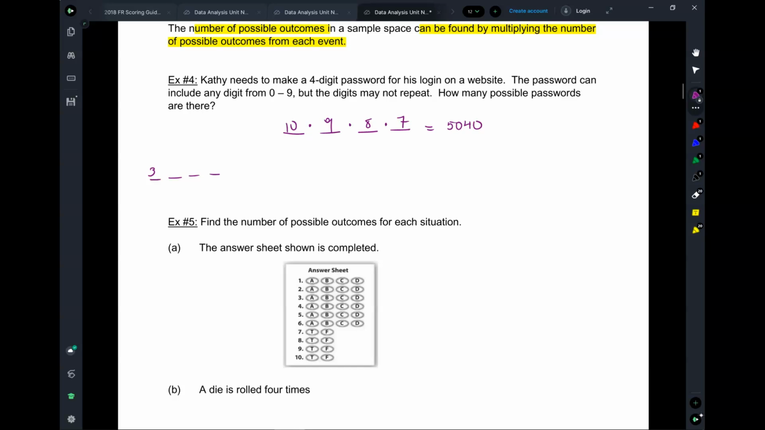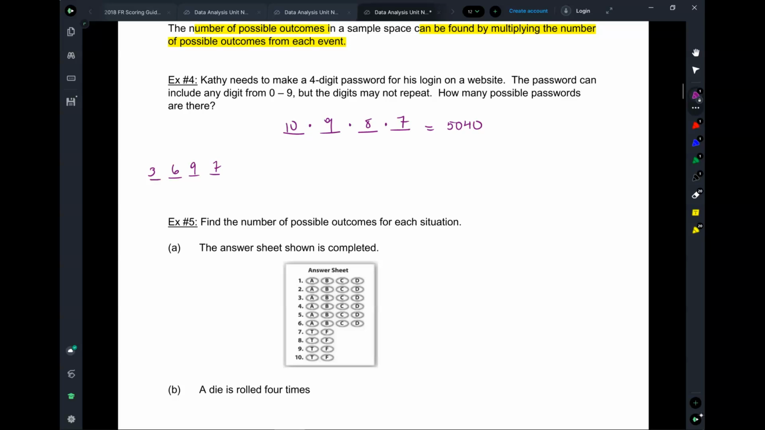Give me a number. 6. Okay, 6 is out. Now we have 8 possibilities left. Give me a number. 9. We haven't used 9 yet. How many numbers do we have now? 7. Okay, so do you see that with each number, you have one less to make a choice from.